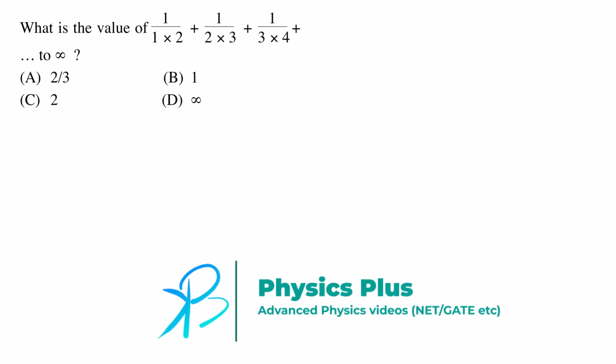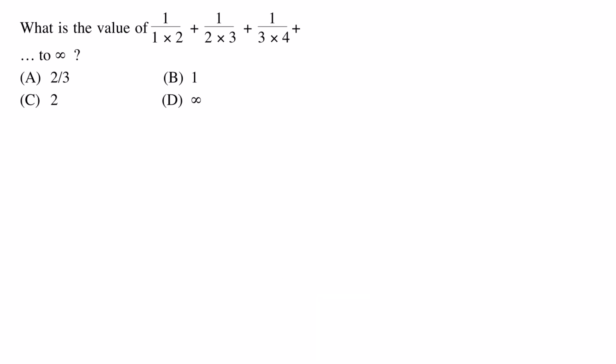Hello and welcome. This is one of the problems from NET Physics Part A. The problem goes something like this. We have a fraction that is 1 by 1 into 2 plus 1 by 2 into 3 plus 1 by 3 into 4 and so on till infinity. So the question says what is the value?